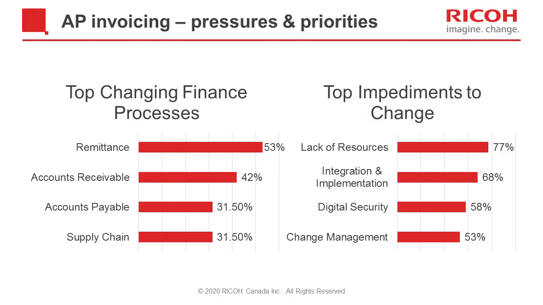So in terms of accounts payable, invoicing specifically, some of the changing processes are remittance, accounts receivable, accounts payable, supply chain. And we find that a lot of the reasons customers are struggling with changing these areas are simply lack of resources, maybe the complexity of an integration, or maybe there are multiple ERPs inside of the organization, which makes implementing an integration extremely difficult. Digital security is always top of mind for our clients, especially when they're moving to an online or an automated solution.